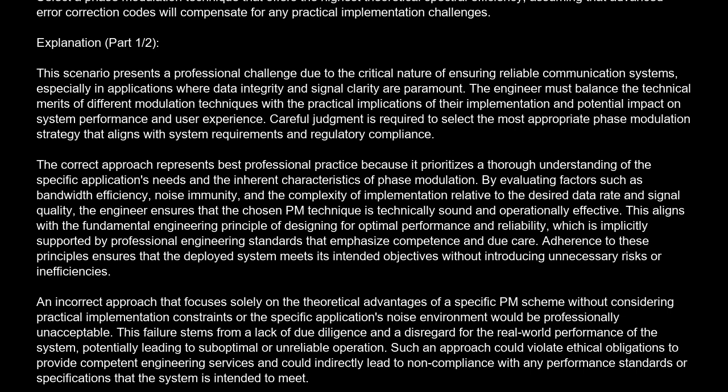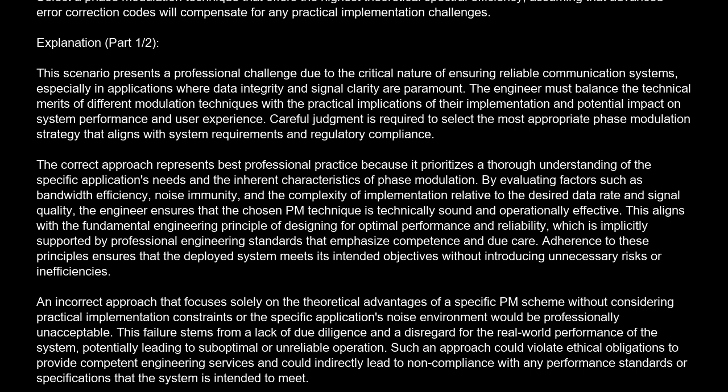The engineer must balance the technical merits of different modulation techniques with the practical implications of their implementation and potential impact on system performance and user experience. Careful judgment is required to select the most appropriate phase modulation strategy that aligns with system requirements and regulatory compliance.